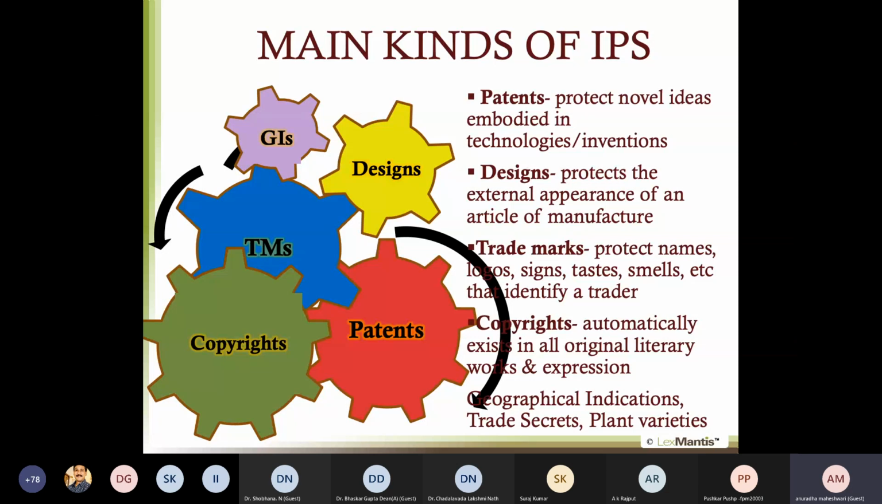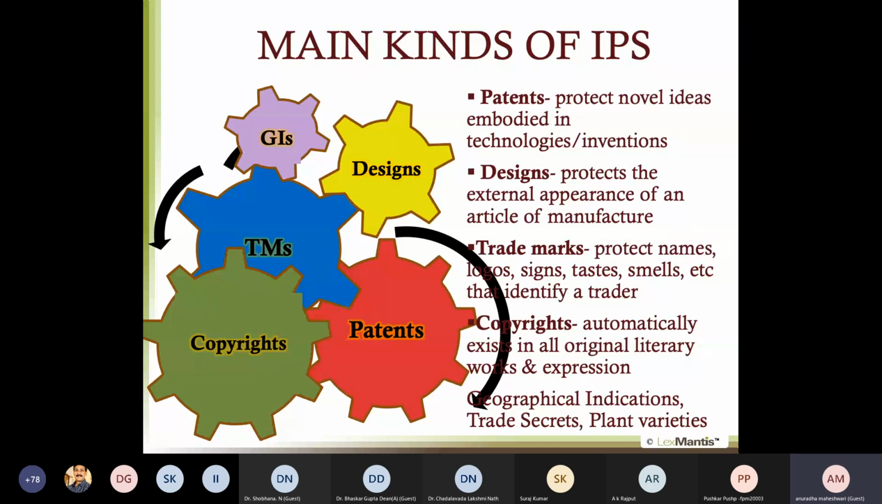Finally, we come to designs. Designs are those very interesting intellectual properties without which companies like Mercedes-Benz and all your famous car companies, a Volvo or a Beamer, would never have been what they are without design. What designs do is protect the outward form of a product. One very interesting area of intellectual property is GIs. GIs are known as geographical indications.